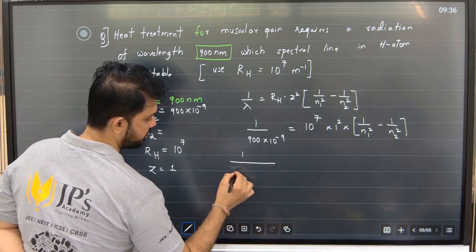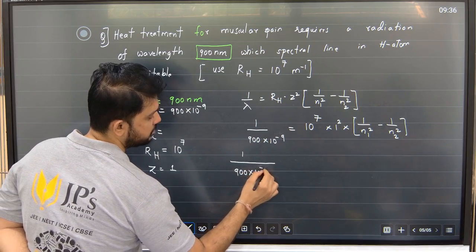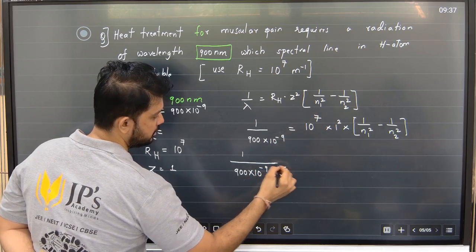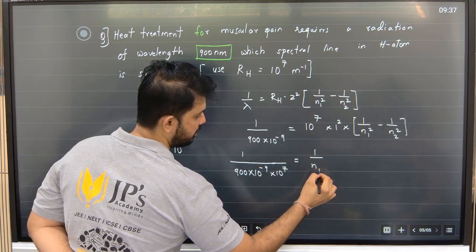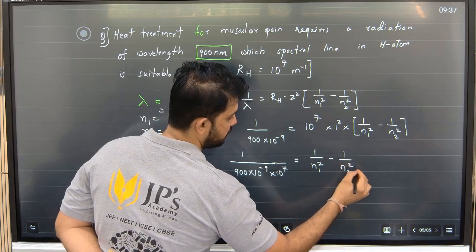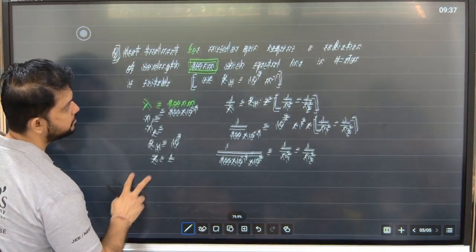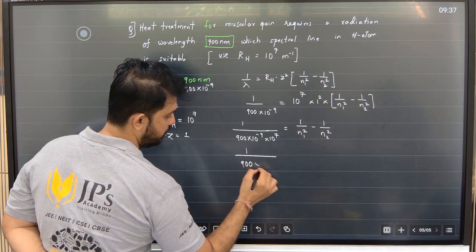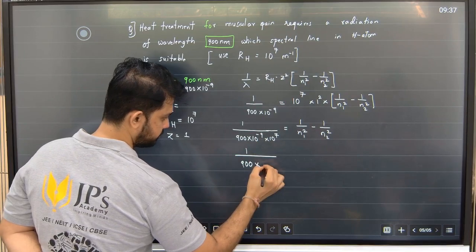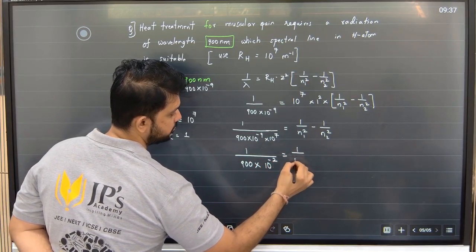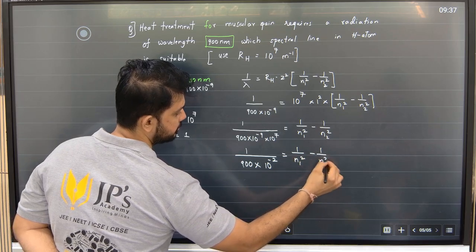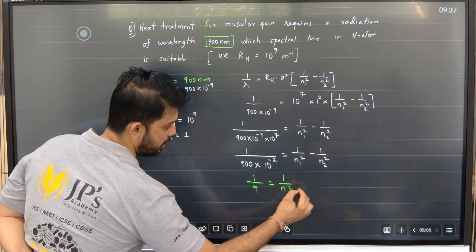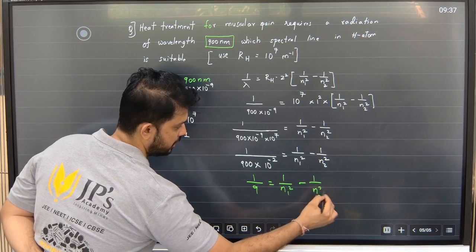1 upon 900 into 10 raised to minus 9. This 10 raised to minus 7, sorry, 10 raised to 7 comes over here, into 1 upon N1 square minus 1 upon N2 square. This is 1 upon 900 into how much? 10 raised to minus 2. This becomes 1/9, which equals 1/n1 square minus 1/n2 square.